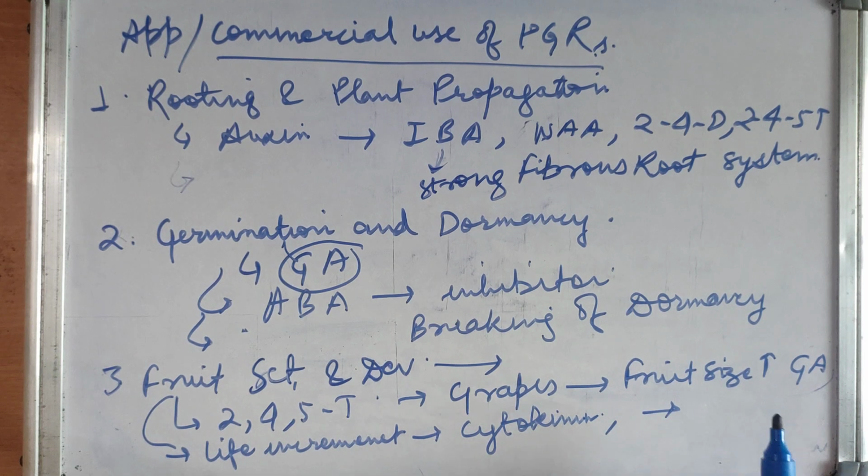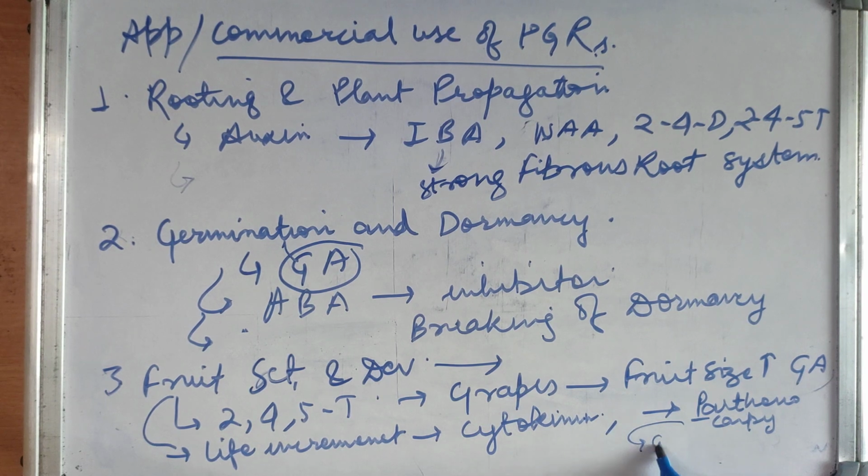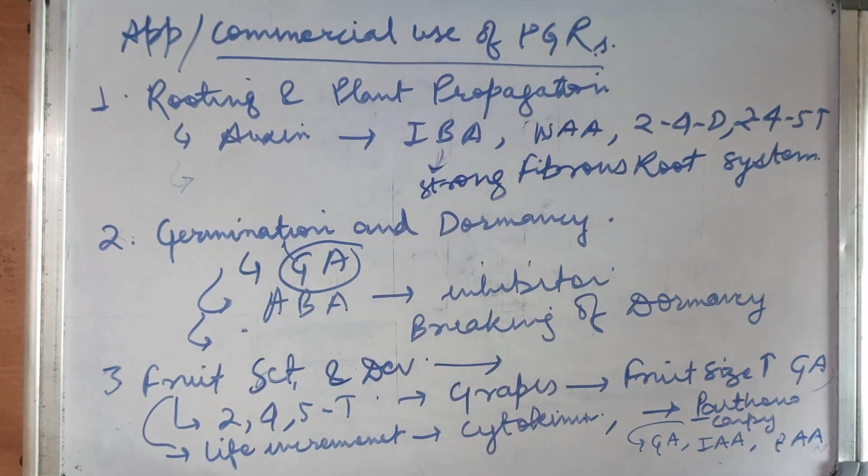Another feature is parthenocarpic fruit. It is done by GA, IAA and PAA. So these help in parthenocarpic fruit.